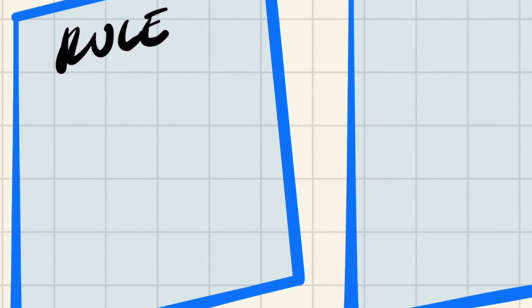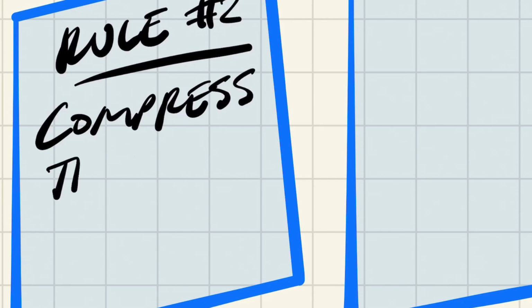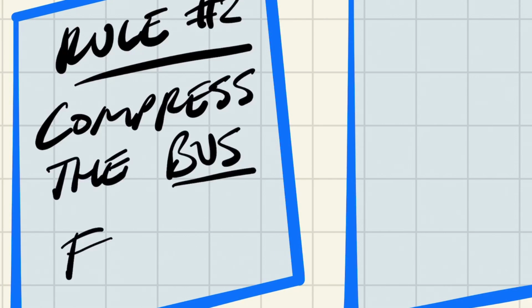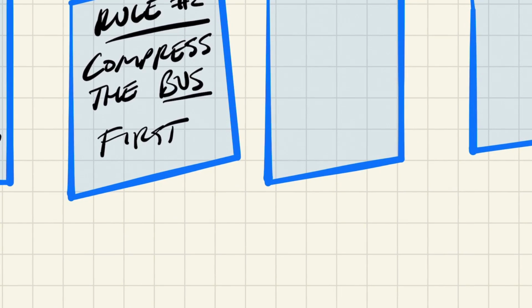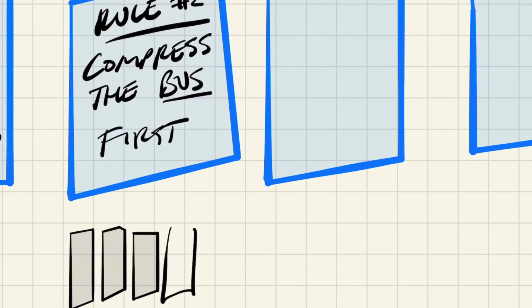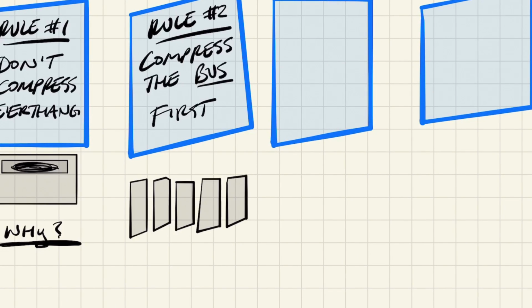All right, rule number 2. Once you've decided that you want to use some compression, try this: try compressing the bus first. Now, what do I mean by the bus? The easiest explanation for this is to imagine we've got a bunch of drum tracks here. These are faders. Can't you tell? They're beautiful. These are things like our kick drum, our snare, tom, overhead, room mics, okay?